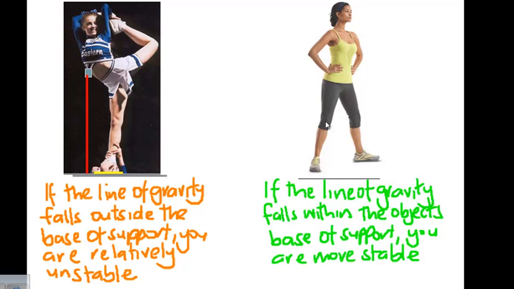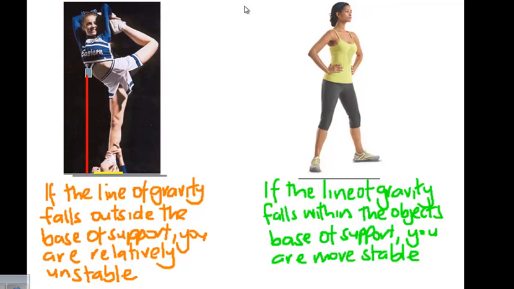Alright, just a few other things to understand. If the line of gravity falls outside the base of support, you are relatively unstable. As you can see here, if I was to push that particular girl over, she would fall over straight away. And as you can see, the lady on the far right, the line of gravity falls within the object's base of support.